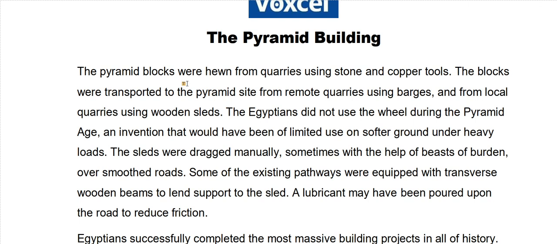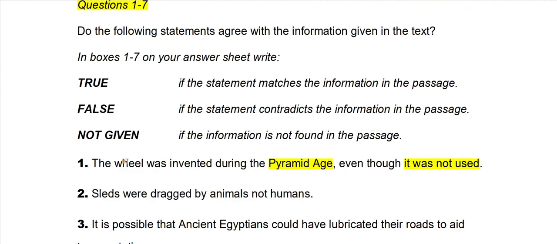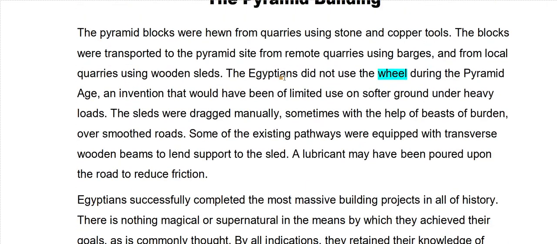The pyramid blocks were hewn from quarries using stone and copper tools. So how they were built is written here. The blocks were transported to the pyramid site from remote quarries using barges, and from the local quarries using wooden sleds. The Egyptians did not use the wheel during the pyramid age. So here is our first keyword, because we want to find something about the wheel. Okay, let's see. The Egyptians did not use the wheel during the pyramid age, an invention that would have been of limited use on softer ground under heavy loads.